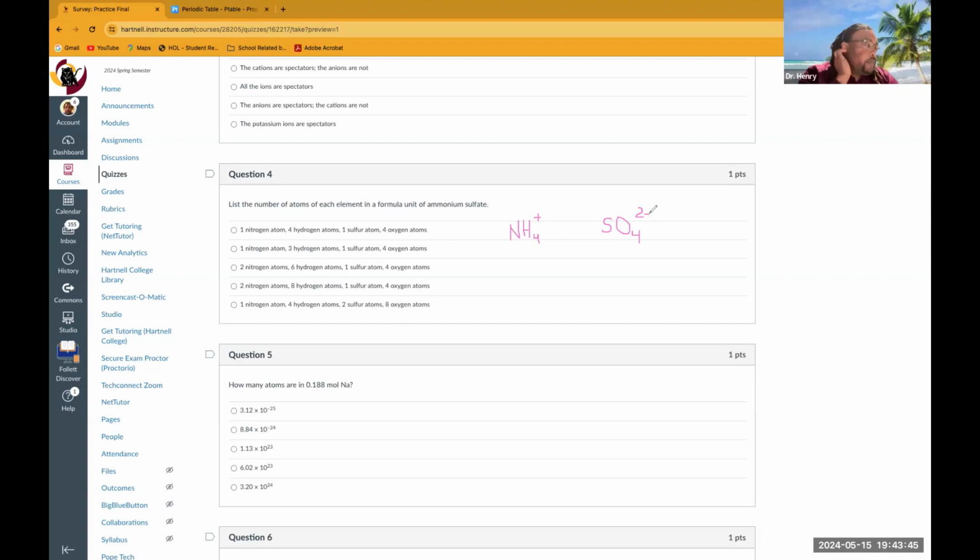Okay, so then what do we need to do for this to be a compound? We've got to balance the charges. So then how many ammoniums will we need? 2. And then that means we only need that one sulfate. Yes.